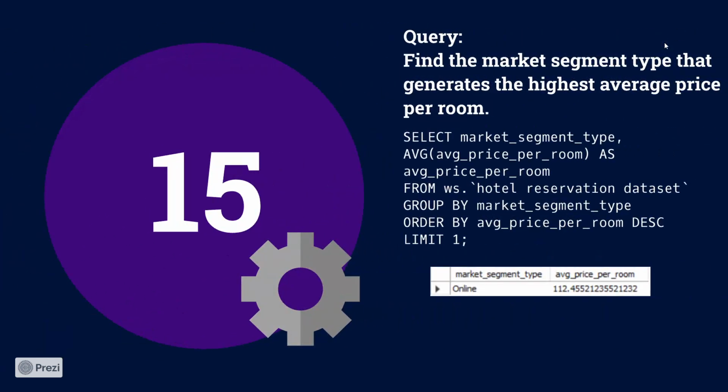In my 15th query, find the market segment type that generates the highest average price per room. I selected the market segment type column and the average of the average price per room column as average price per room from the hotel reservation dataset, grouped by market segment type and ordered in descending order.